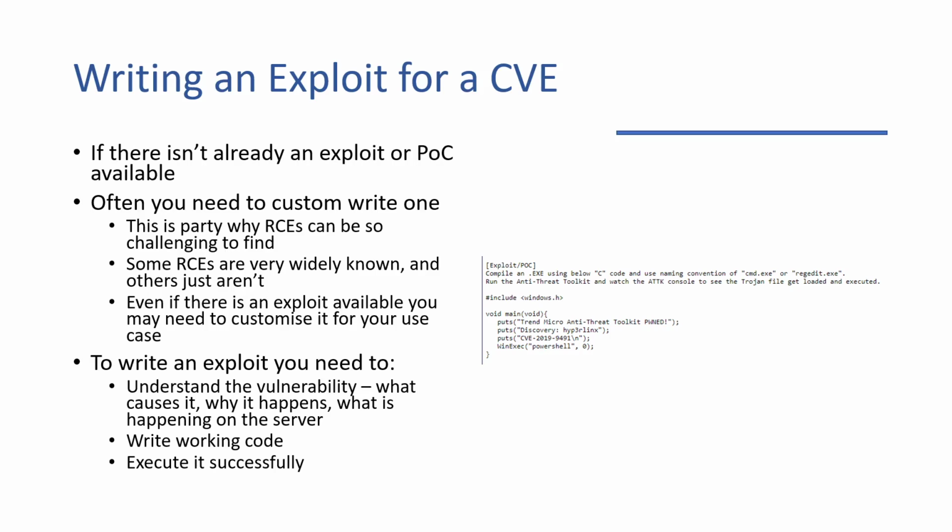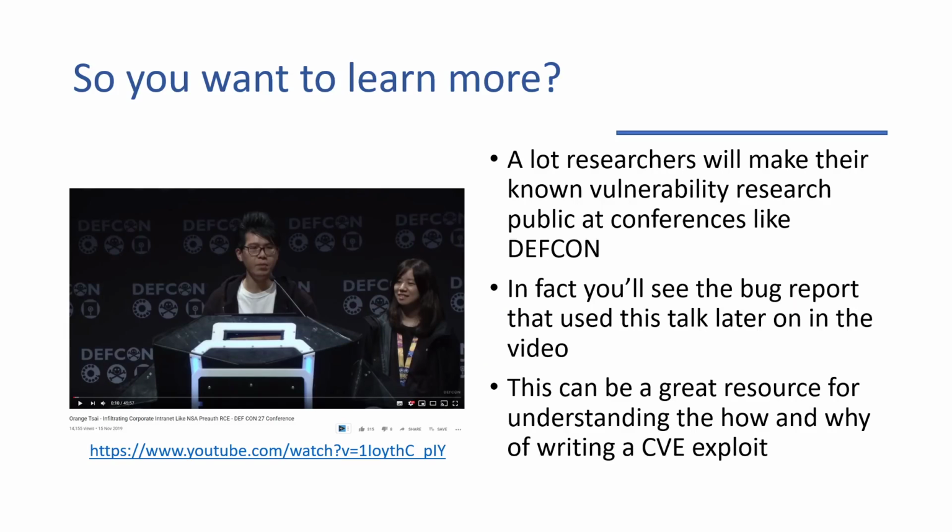The second step is to write working code. If you're not familiar with writing code, you can't exploit an RCE, because you need to be able to write it. And then finally, you have to execute it successfully. You need to go through your stages of improving it, and then actually get it working on the server. So that's how CVEs are used and why exploiting them is really hard.